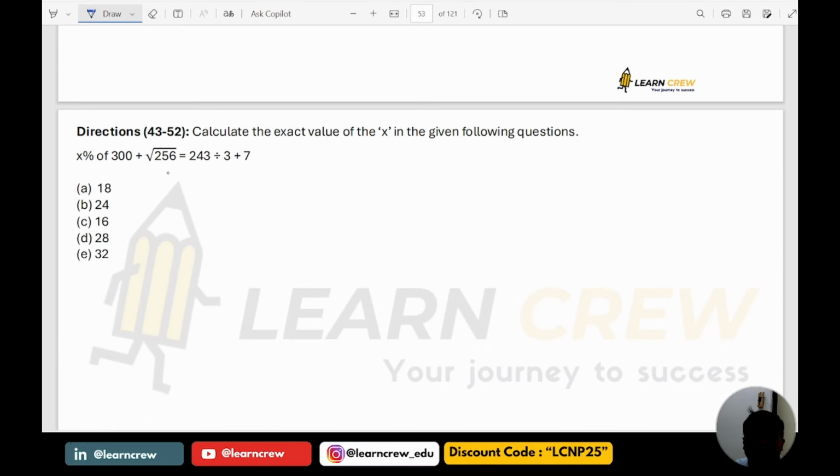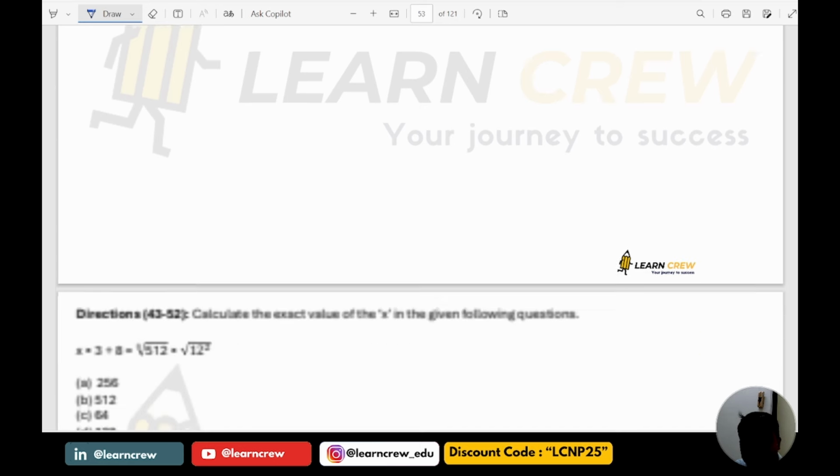Now x percent of 3, see 243 divided by 3 is 81. 81 plus 7 is 88. 88 is equal to, this is how much? Root over 256 is 16, plus how much? 16 plus 72. So this has to be 72, which means it has to be 24%. So the answer is option B.